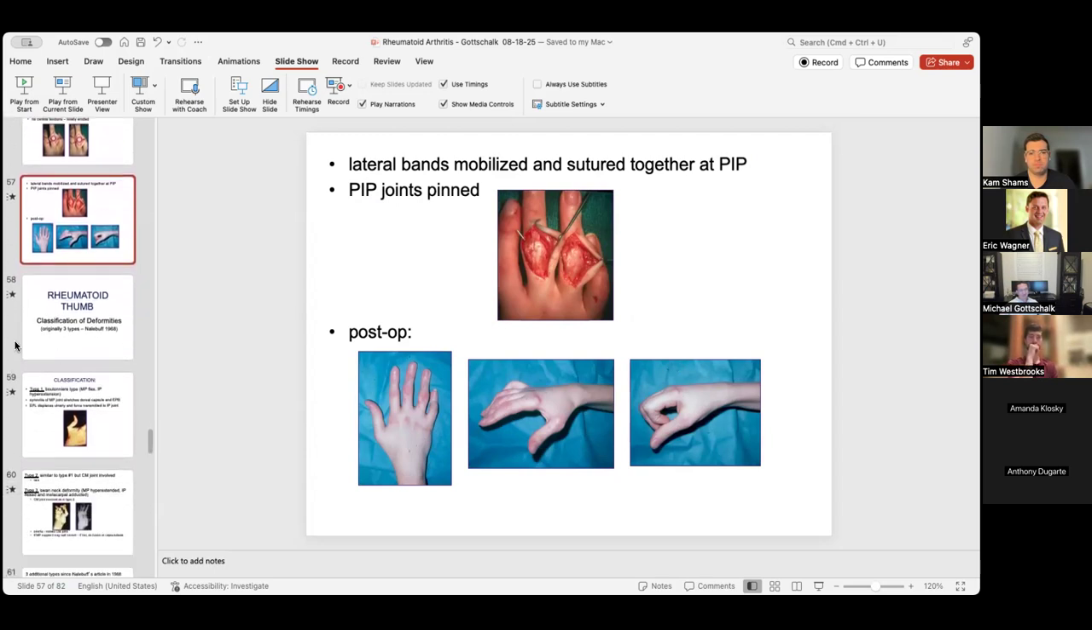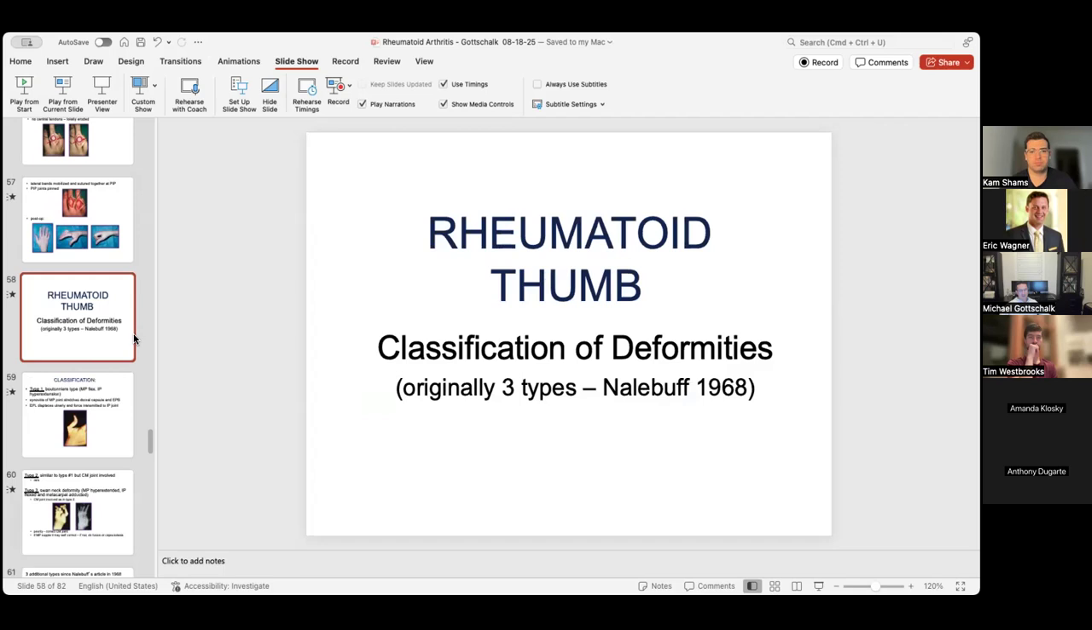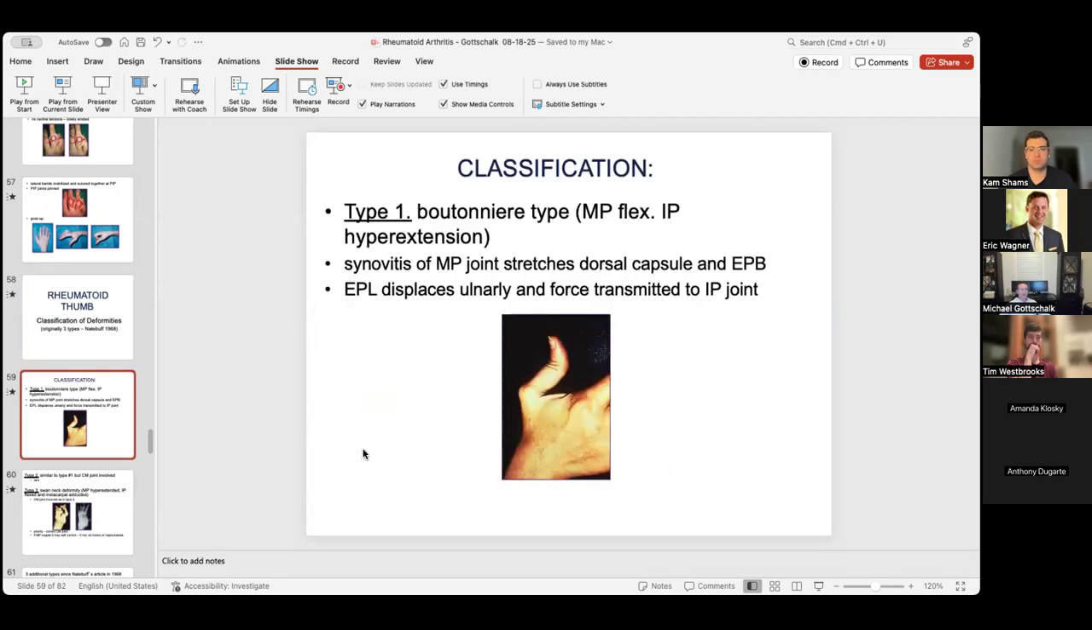Just like the PIP joint, you can also have issues at the thumb, which is what I was talking about. And the rheumatoid thumb, you'll see Nalebuff has a couple of classification systems named after him, but there were originally three for the thumb. One is kind of like a boutonniere, where essentially the MP joint is acting like your PIP joint. And here you can see that you've got a flexion deformity at the MP joint, and a hyperextension deformity at the IP joint. This is often related to synovitis at the MP joint, which stretches the dorsal capsule. And this is where the EPB and EPL will displace. Specifically, the EPL will displace ulnarly, and the force is transmitted to the IP joint.